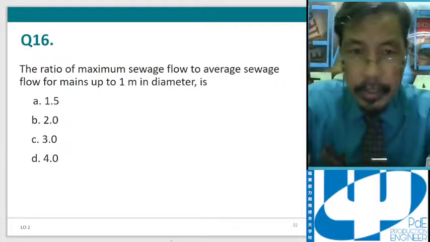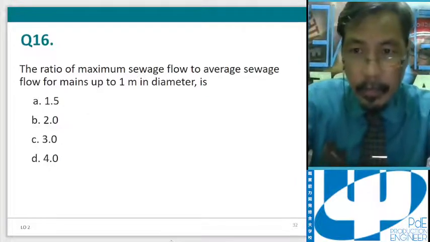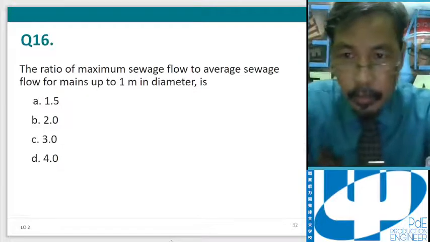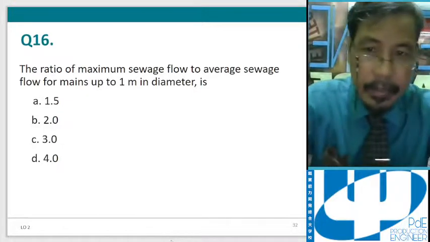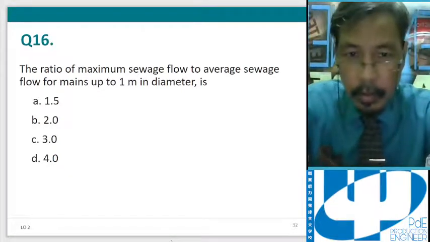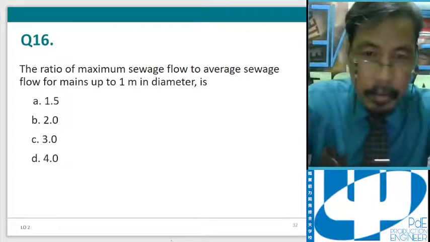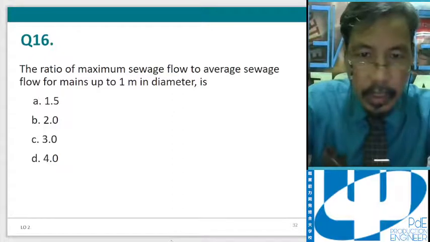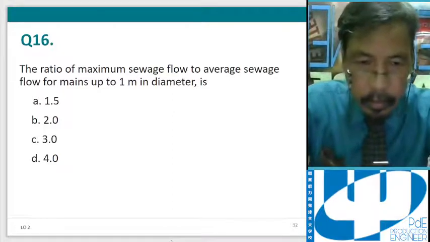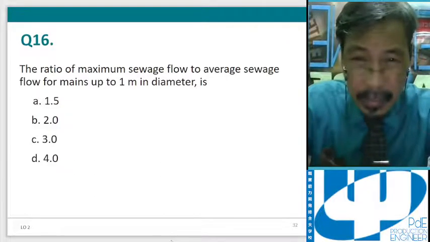So question 16. Ratio of maximum sewage flow to average sewage flow. Maximum to average for mains up to 1 mm in diameter, small particles for the mains. So this is A 1.5, B 2, C 3, D 4. So I think it's 2.